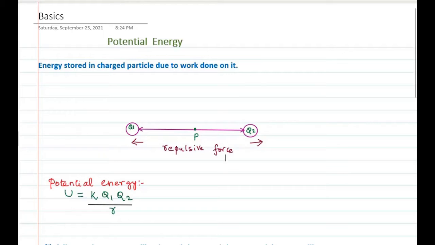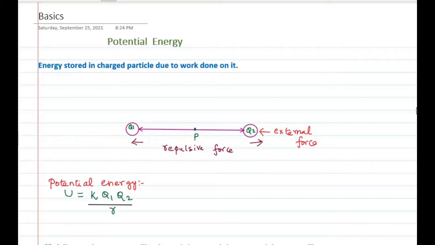Now we are applying some external force, for example, to Q2, so that we are bringing Q2 to a point P. By applying external force, we are doing work against the electric field. Repulsive force is the nature between two like charges. But when you do work against the nature of this force, some amount of energy will be stored in Q2. That energy stored in Q2, you call it potential energy.